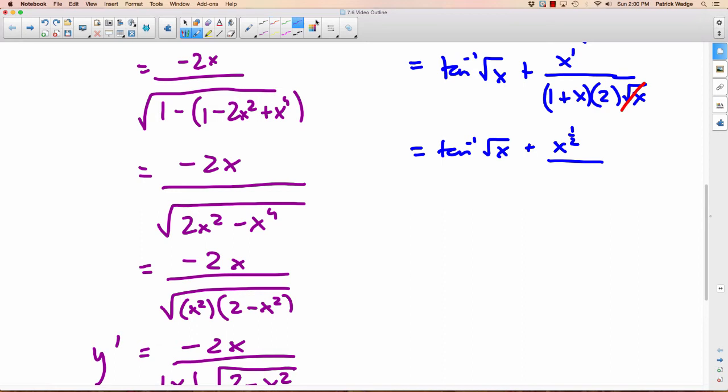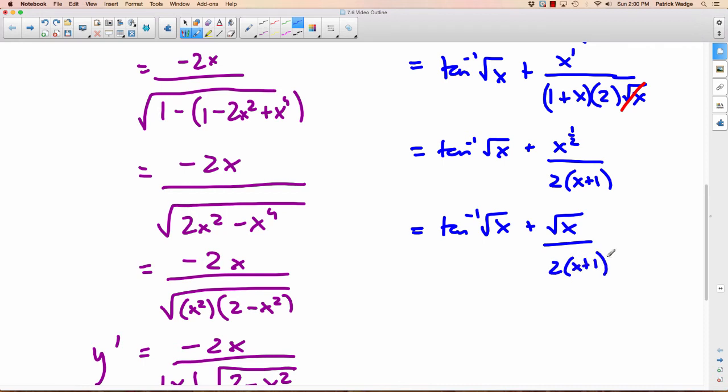So what we have on the bottom is 1 plus x, 2 times 1 plus x. In fact, I'm going to make it x plus 1. What the heck? Same thing. And finally, I guess, just to complete this, I don't want to write this as x to the 1/2. I want to write that as square root of x over 2 times x plus 1. This is a great answer.